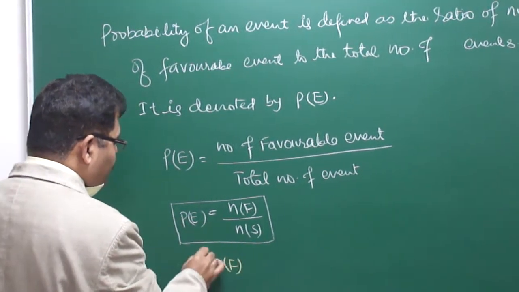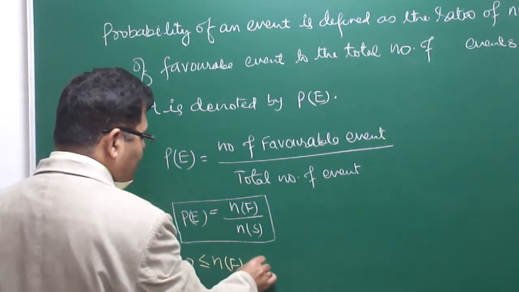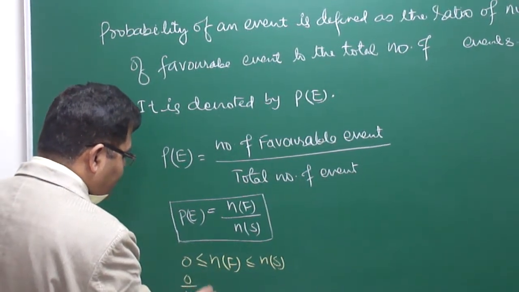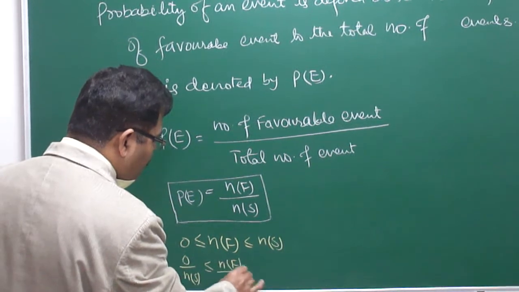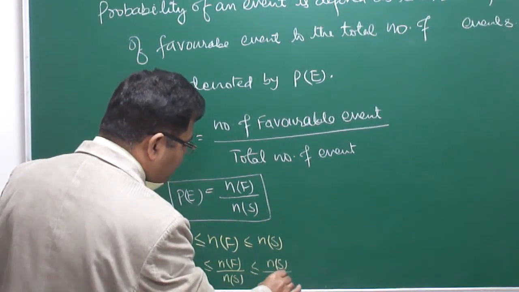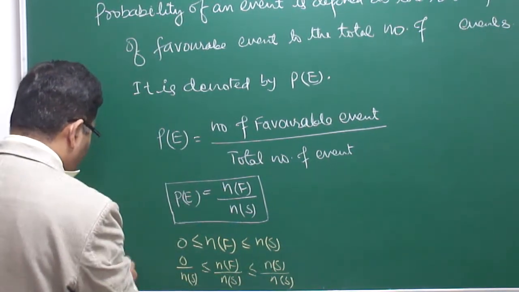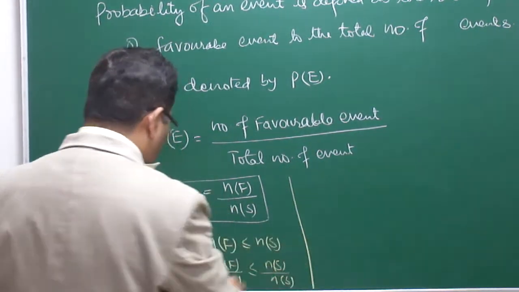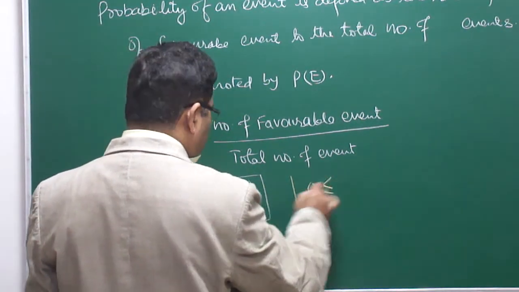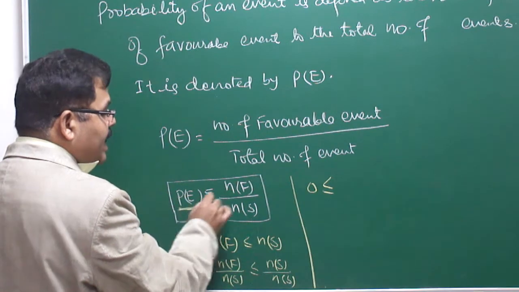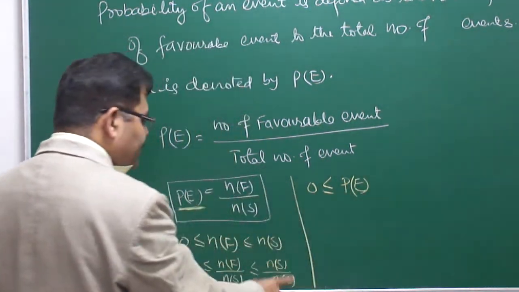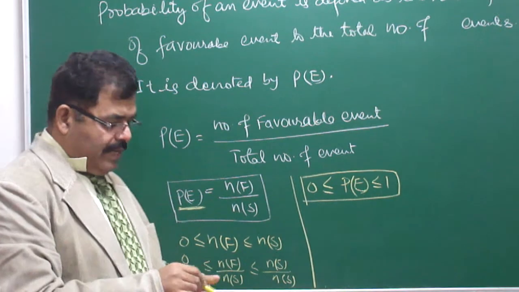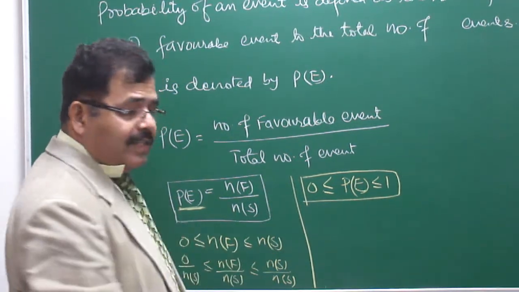NF, the number of favorable outcomes, is greater than or equal to 0 and less than or equal to NS. If I divide both sides by NS, we get 0 by NS, NF by NS, and NS by NS. 0 by something is 0, NF by NS is, as per definition, the probability of an event, and NS divided by NS is 1. So probability of an event lies between 0 and 1.